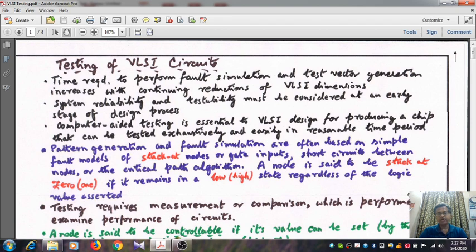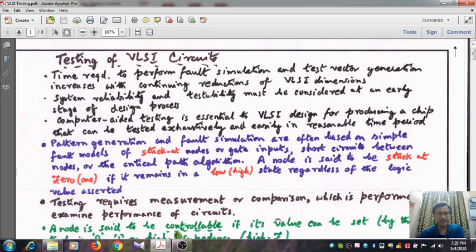Or suppose the gate plate is somehow shorted to the underlying diffusion. That means even with 0 gate voltage, there is a channel existing. So we say that that particular transistor is stuck at 1. This is one example that we are mentioning now.